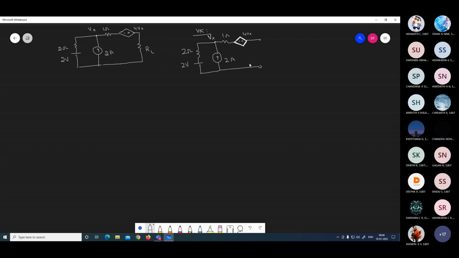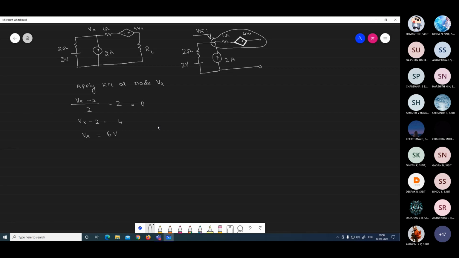Now find out the open circuit voltage. In this diagram, the open circuit voltage is 4Vx plus Vx. That is our Thevenin voltage. How to find out Vx? In this diagram, KCL is the best method. So apply KCL at node Vx. The current flowing in that branch is (Vx minus 2) divided by 2, minus 2 entering the node. And in this branch current will not flow because it is open circuited, therefore it is 0. Plus 0 is equal to 0. That is Vx minus 2 is equal to 4, then Vx is equal to 6 volt.